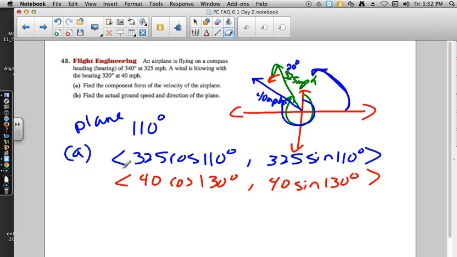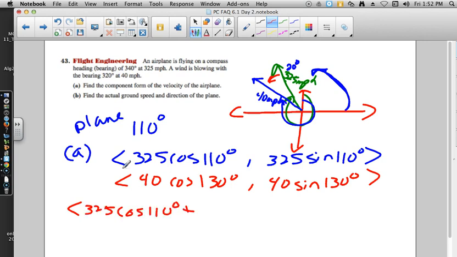So the resultant vector will be what we get when we add those things together. So that's the component form for the velocity of the plane: 325 cosine of 110 plus the horizontal component of the other vector, and 325 sine of 110 plus the vertical component of the wind vector.